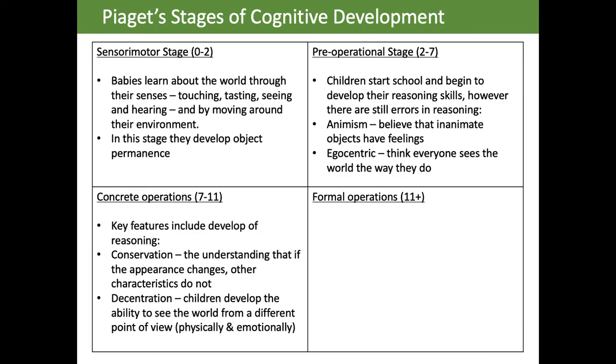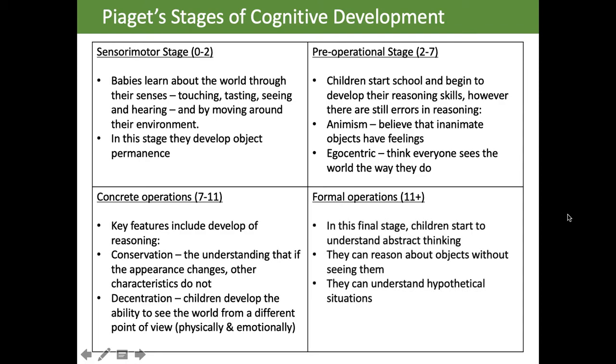And then the second skill is decentration. So we talked about pre-operational children being egocentric. Once you get to 7 to 11 years old, you then develop the ability to see the world from a different point of view. Again, both physically and emotionally. But once more, it is important to note that this is true of reasoning skills that stay in the concrete and physical world. So when children can see and feel those objects, okay?